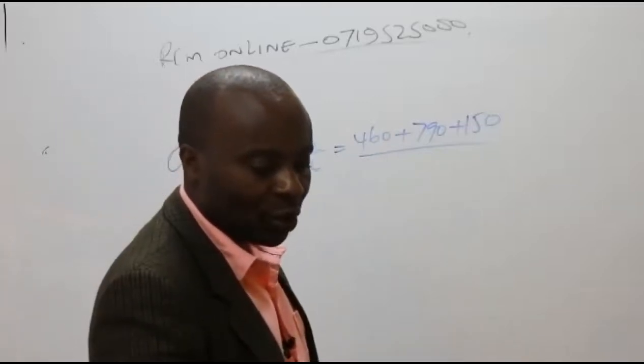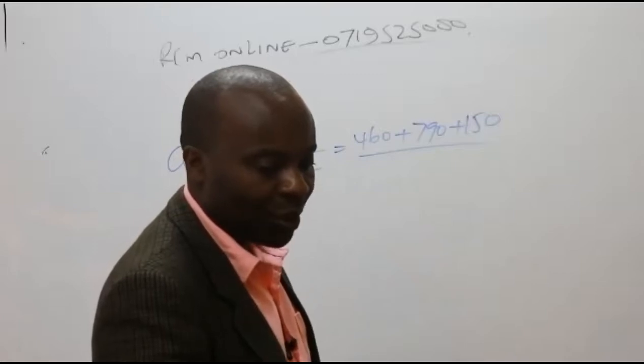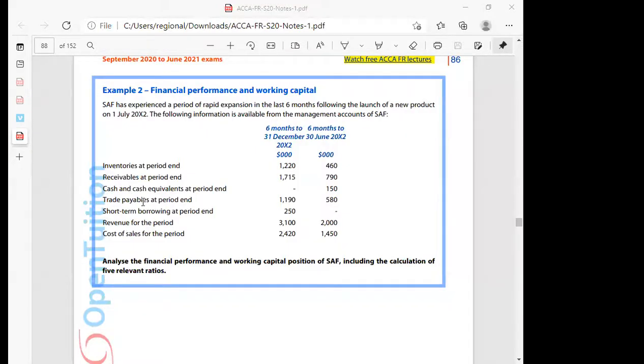So current liabilities, what do we have, ladies and gentlemen? I can see trade payables and the short-term borrowing. So it will be 580 plus 0, basically. So please go ahead and give us this particular parameter. We have 460 plus 790 plus 150 divided by 580, which gives me 2.41.